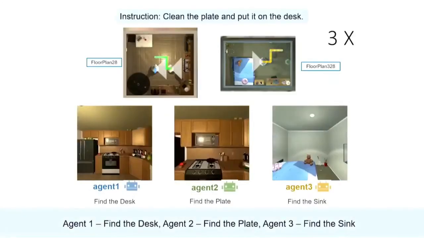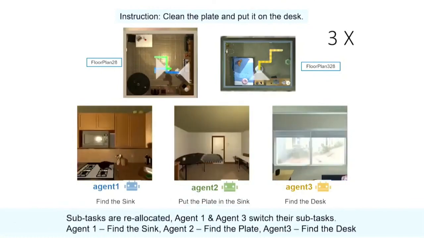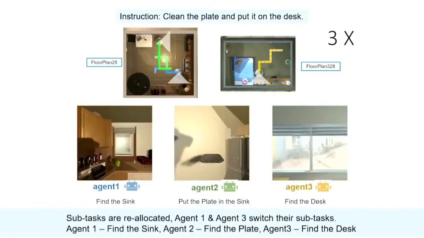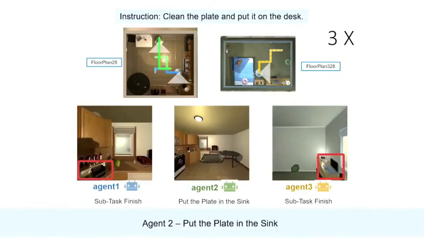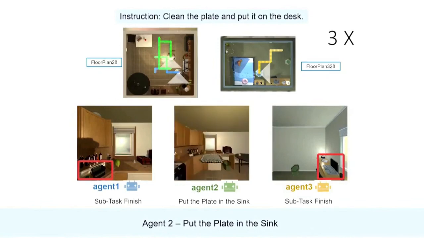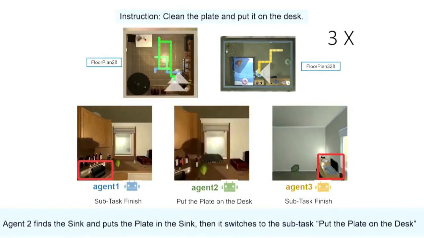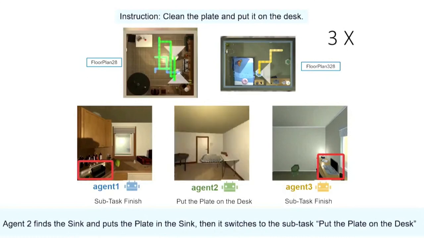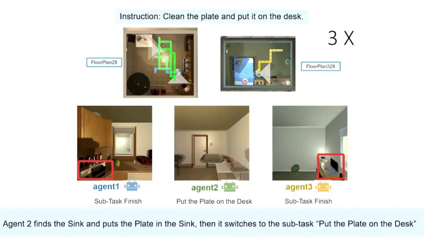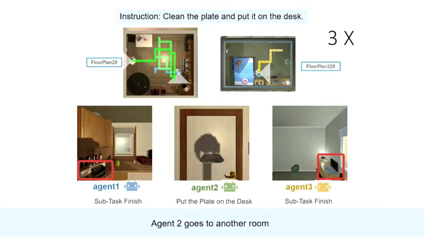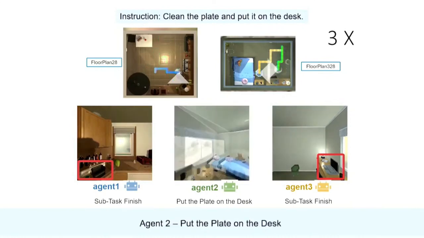In this hard task, the instruction is clean the plate and put it on the desk. The sink is inferred to be the receptacle. Based on the visual observations, agent 2 finds that the desk is in another room, then it enters another room and completes the task.